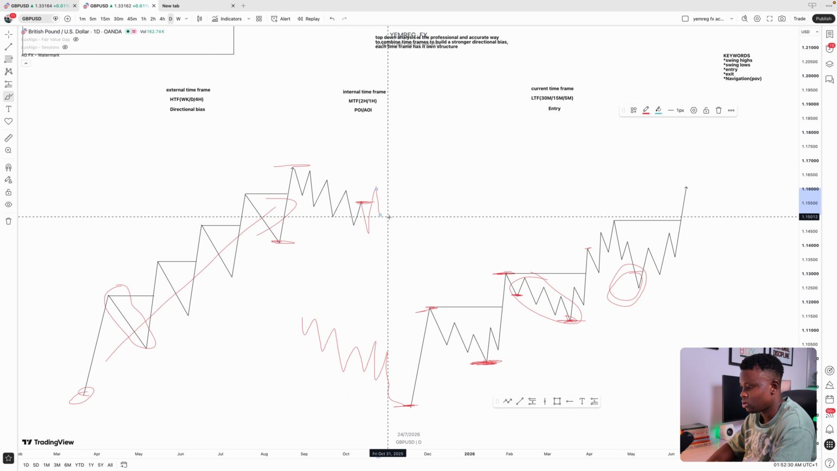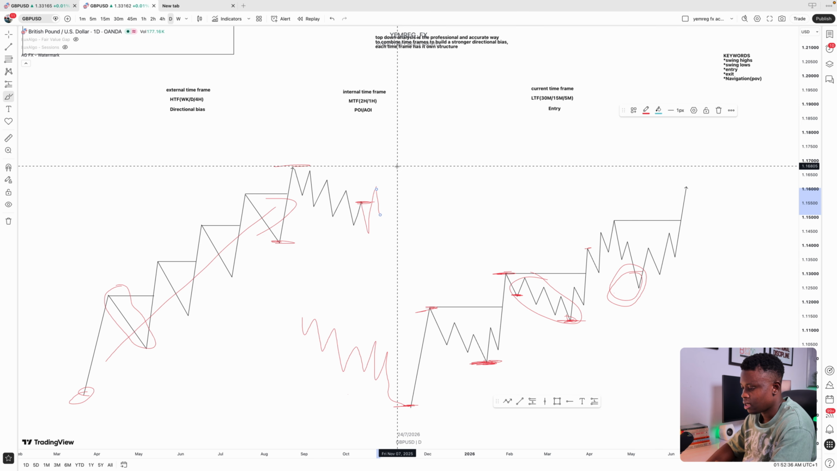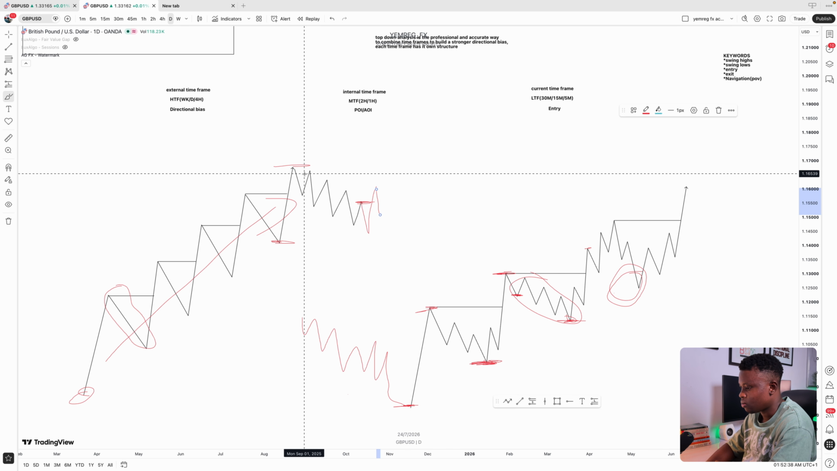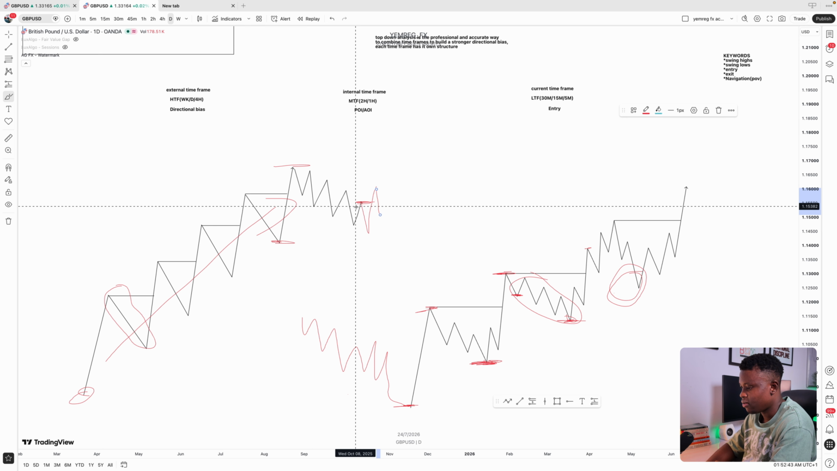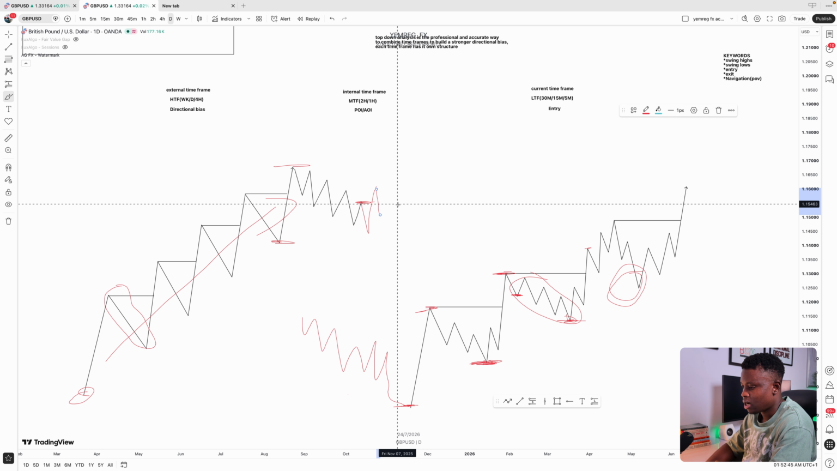Then you can set your entry within this zone, depending on your entry model. Then you can target the next high, depending on your exit model. So you should have an entry model and also an exit model.